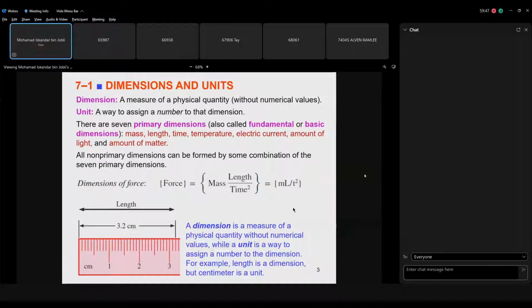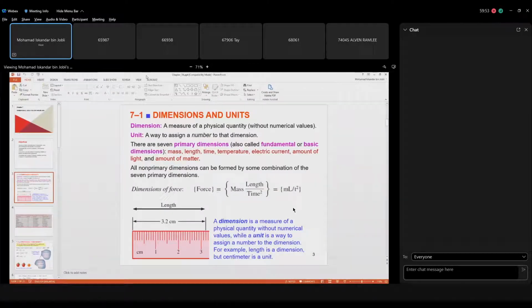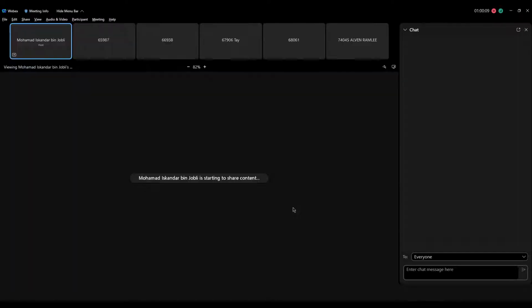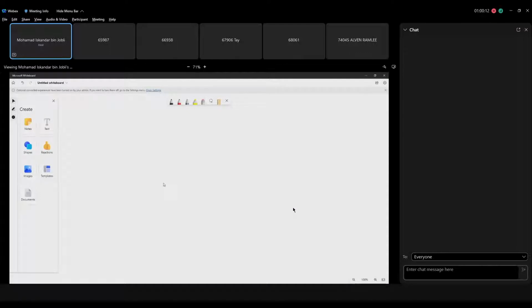Maybe you don't understand this. I'm just going to share the whiteboard with you. I'm going to write on something. We'll do it very slowly. Allow me to share the whiteboard first. Can you see this? Can you see the whiteboard? Yes, sir.